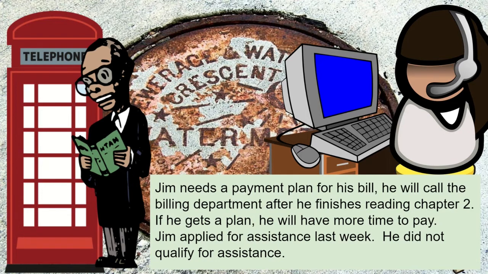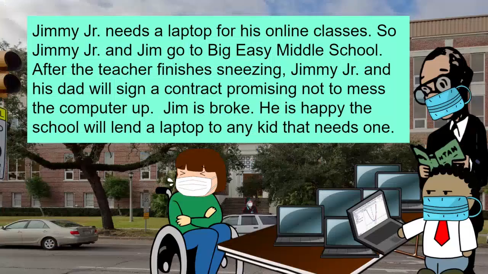Jim needs a payment plan for his bill. He will call the billing department after he finishes reading chapter 2. If he gets a plan, he will have more time to pay. Jim applied for assistance last week. He did not qualify for assistance.